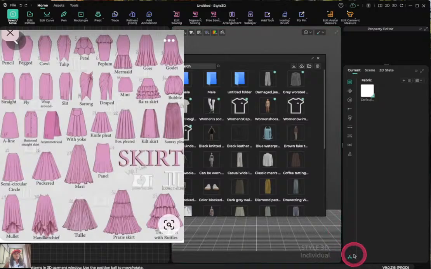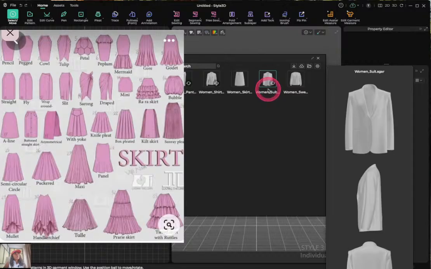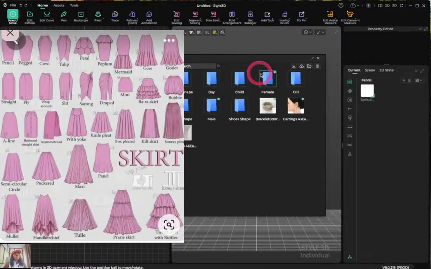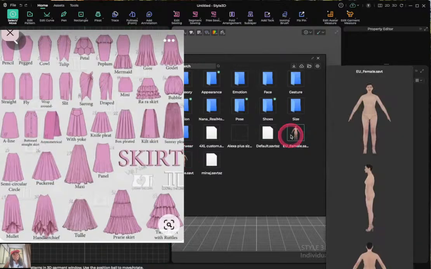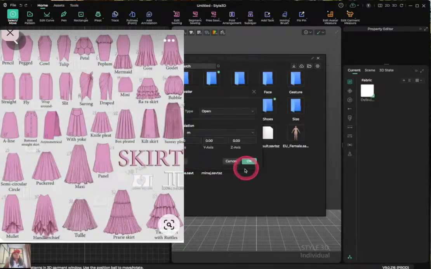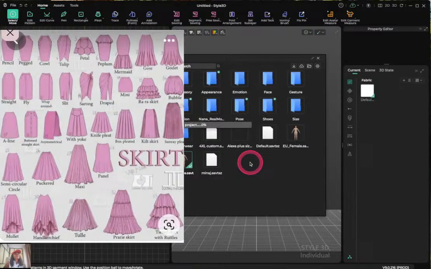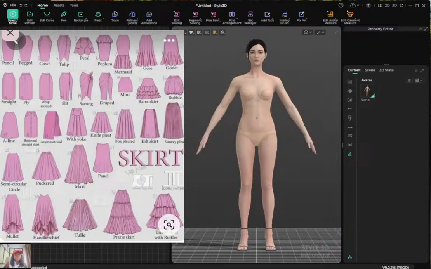To bring in the avatar, you go here. This is where you have the library, then female, avatar, female. I have to pick from these: either plus size, medium size, or small. Let me go with this one. Open. Okay, let me make this small, and I'll bring it up anytime we are doing the skirt.